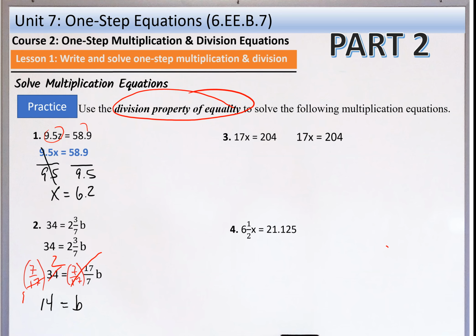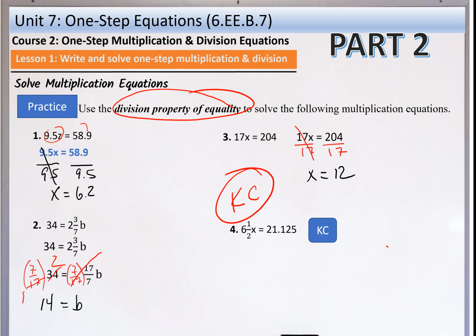So we have 17 times some number x equals 204. We're multiplying x by a number, so the inverse operation would be division. I'm going to divide both sides by 17. 204 divided by 17 is 12. Now, I didn't put one here, but go ahead and answer this one for me. Oh, I guess I did.